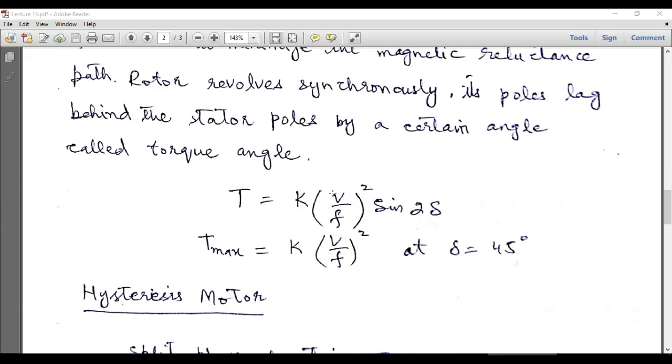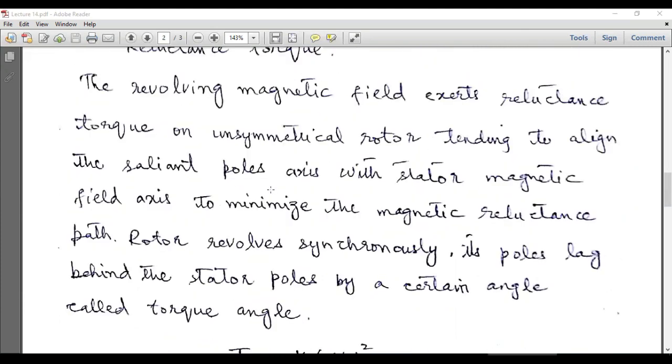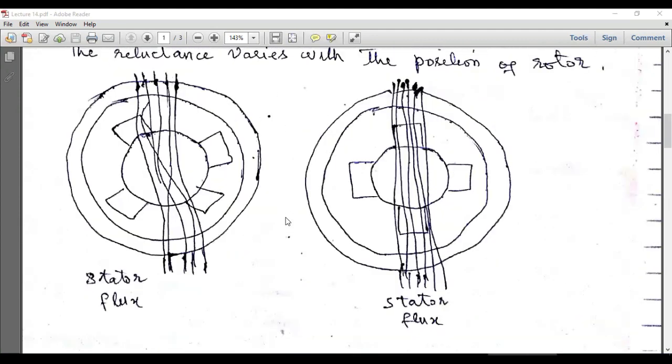So T is equal to K times V over F square sine 2 delta. K is the material constant, V is the applied voltage, F is the frequency, and delta is the angle between the stator magnetic field and the rotor magnetic field. So when we want to achieve maximum torque, this angle should be equal to 45 degrees, so that sine 90 will be equal to 1, and we will get the maximum torque. So this is the operating principle and working of a variable reluctance, or simply a reluctance motor.